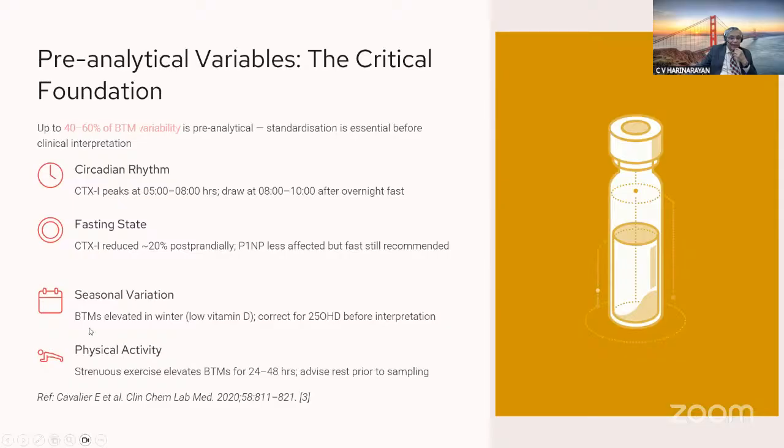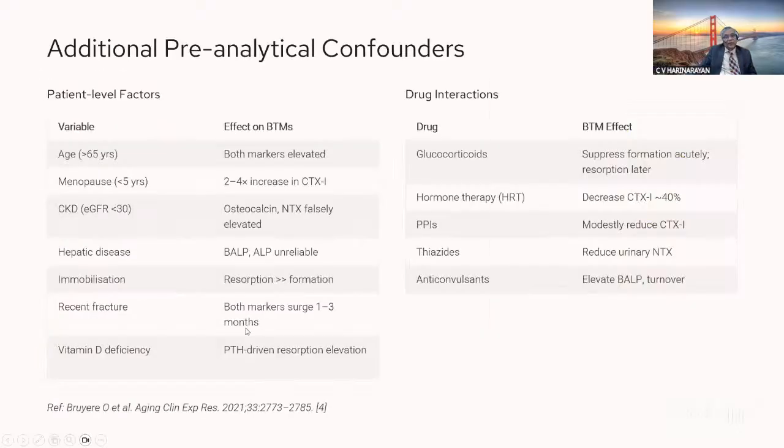Seasonal variations are also there. It is elevated in winter or when there is low vitamin D. So correct the vitamin D before interpretation. When you are treating a patient with osteoporosis who has low vitamin D, treat that first, then do the marker and then go ahead. Strenuous physical activity elevates the bone turnover markers for roughly 24 to 48 hours, and patients are advised to rest prior to sampling. This is very important for people who do strenuous physical activity, or bodybuilders who have been on a major physical fitness program.